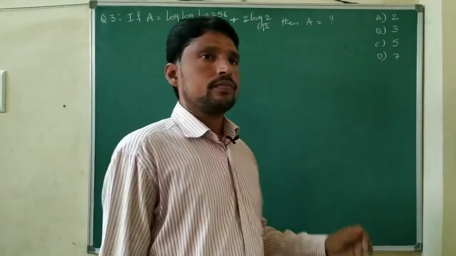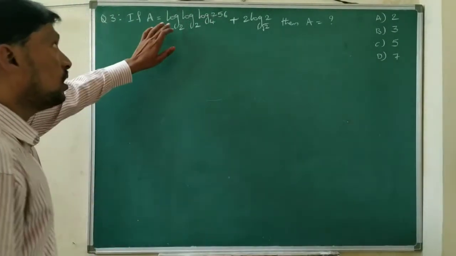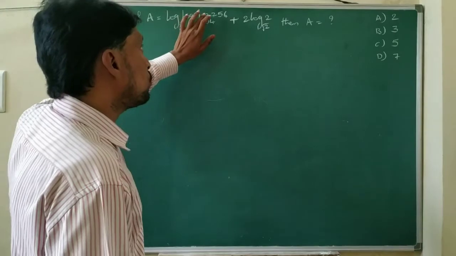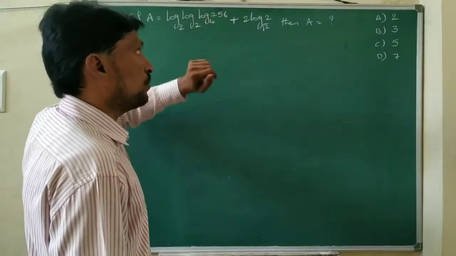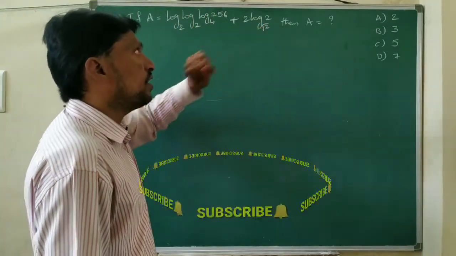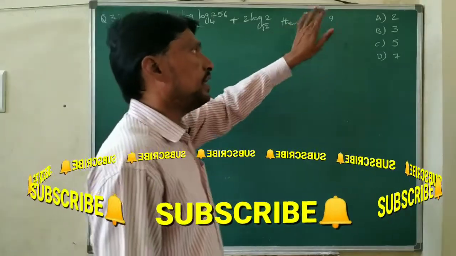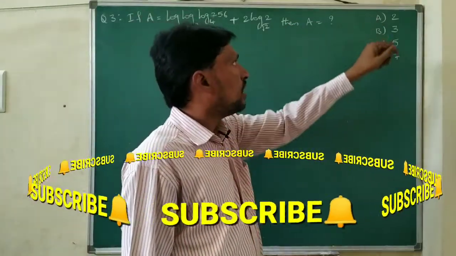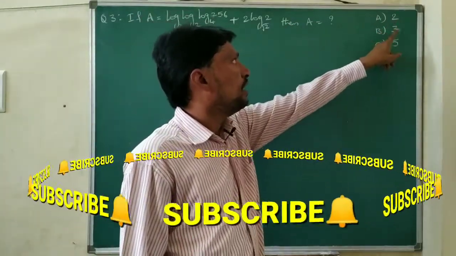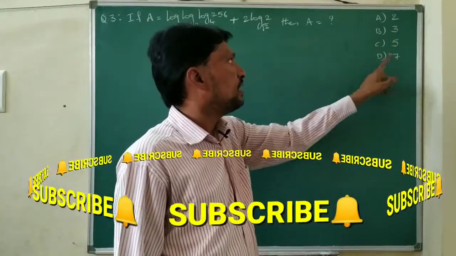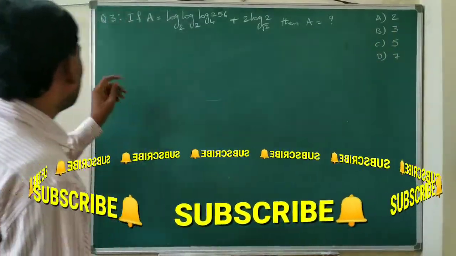Question number 3. If A equals log base 2 of log base 2 of log base 4 of 256, plus 2 log base root 2 of root 2, then find A. The options are A) 2, B) 3, C) 5, D) 7. Now see here.